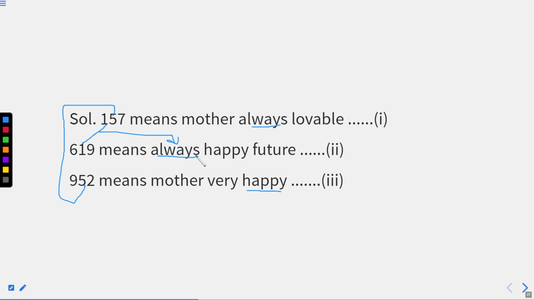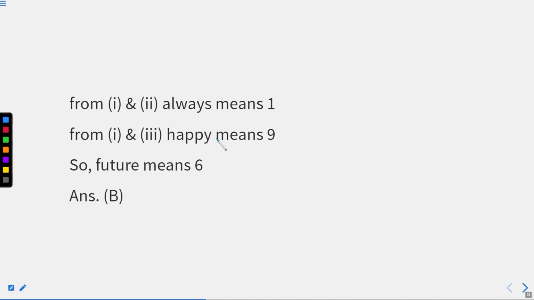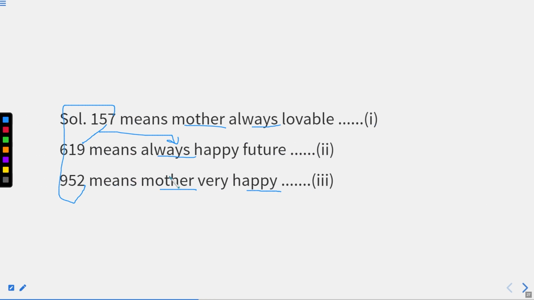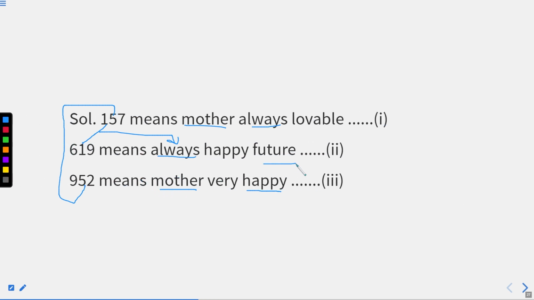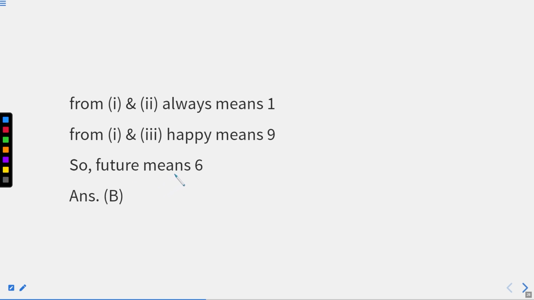happy or mother. Right? So what we'll get? Happy means 9. Future means 6. So our answer is B. We'll easily get closer to our answer. That is future. That means 6. I hope you get the question. I hope you came to know how we are comparing both the values.